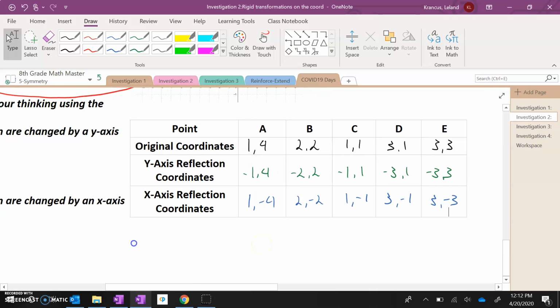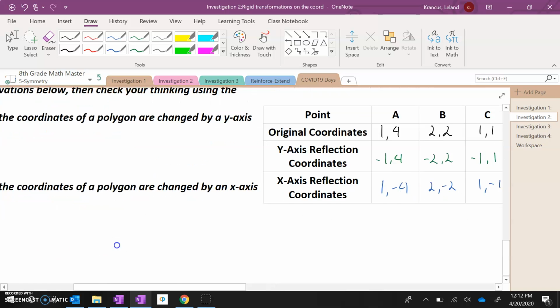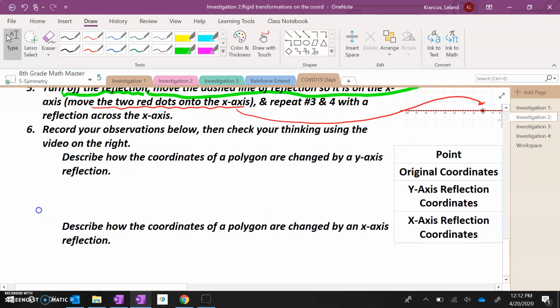So to sum up in our notes, first of all, your data table should look something like that. And so notice from the first row to the second row, you can see where your x values change sign. From the first row to the third row, you can see where your y values change sign. So to summarize what happens when we reflect the coordinates of one of these shapes, we want to describe how the coordinates of a polygon are changed by a y-axis reflection. So that's when the line of reflection is the vertical line.